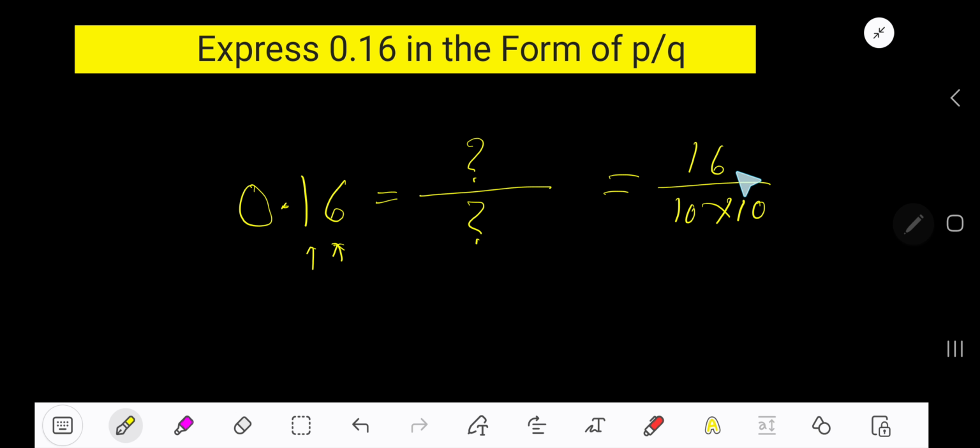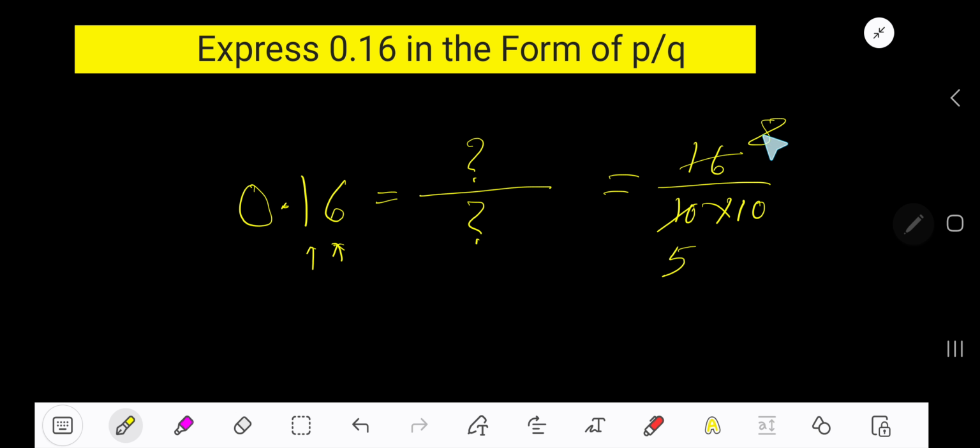So now we need to reduce this fraction. So how to do that? We need to divide the numerator and denominator by the same factor. If you divide 16 by 2, you will get 8. If you divide 100 by 2, you will get 50.